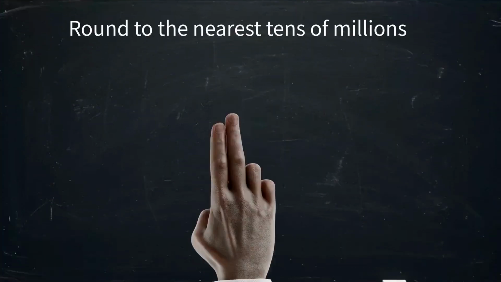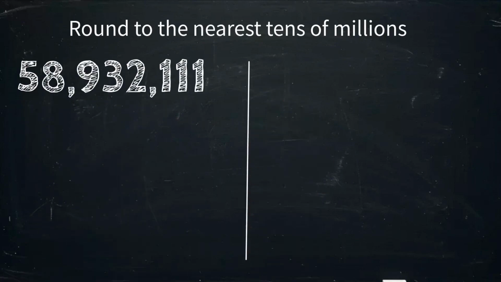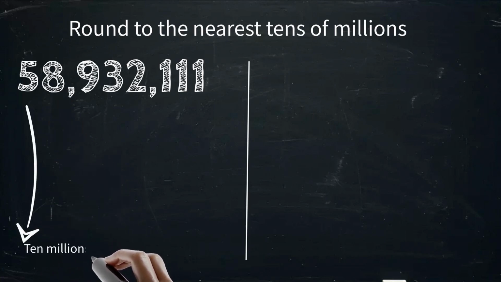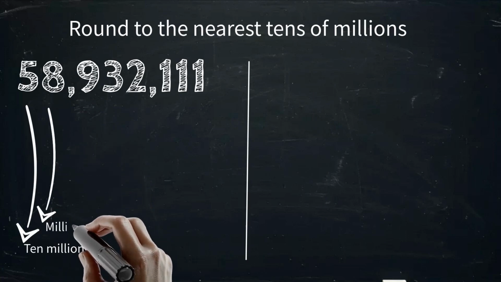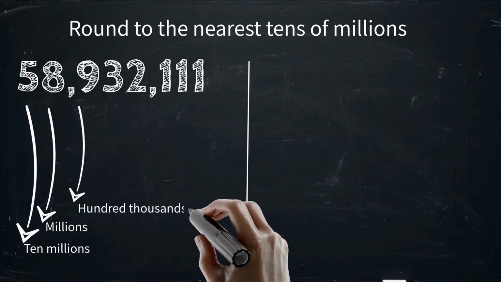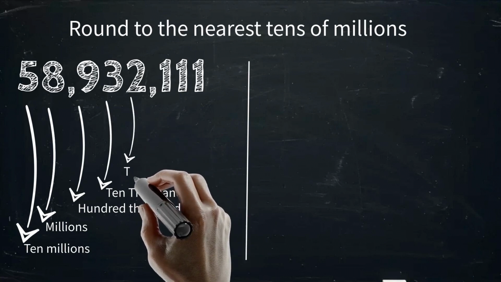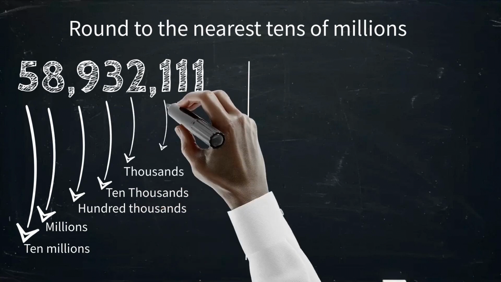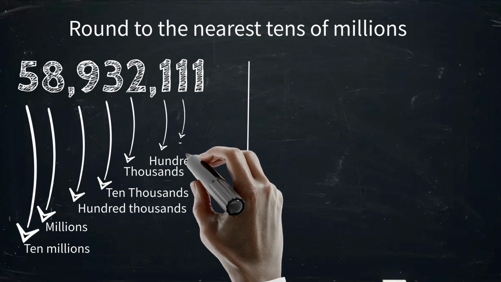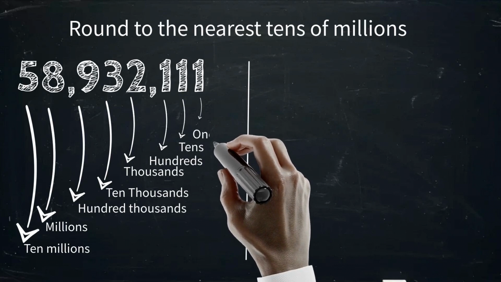Rounding off to the nearest tens of millions. Step 1. Identify the tens of millions place. Look at the place values of the digits, then identify the digit in the tens of million place.